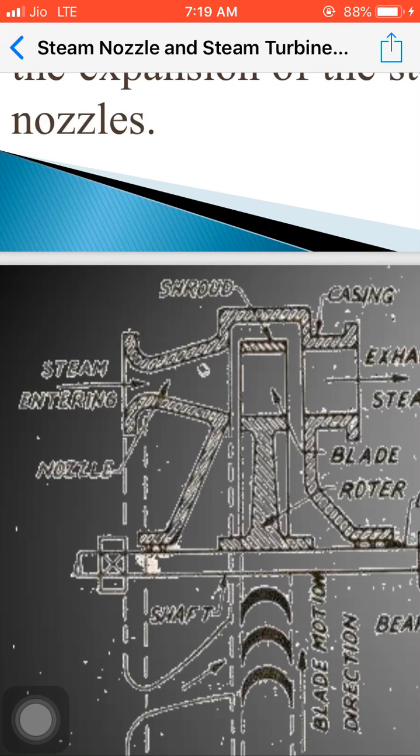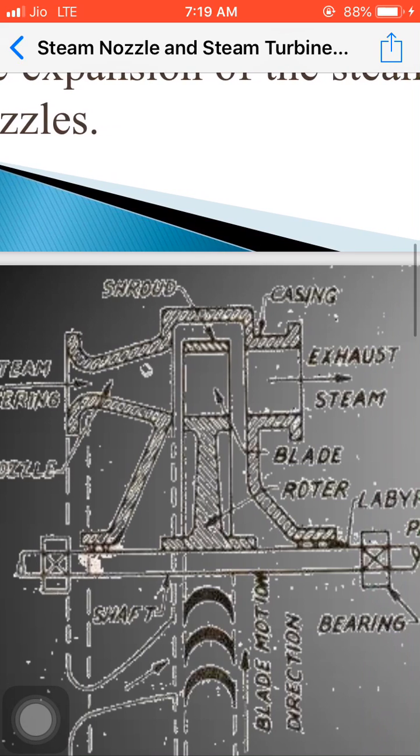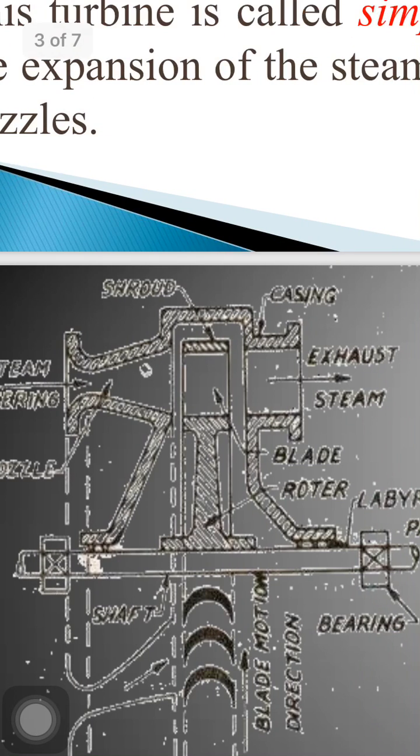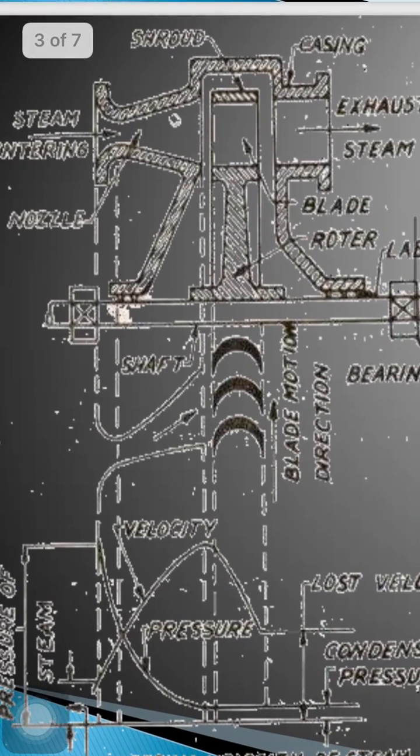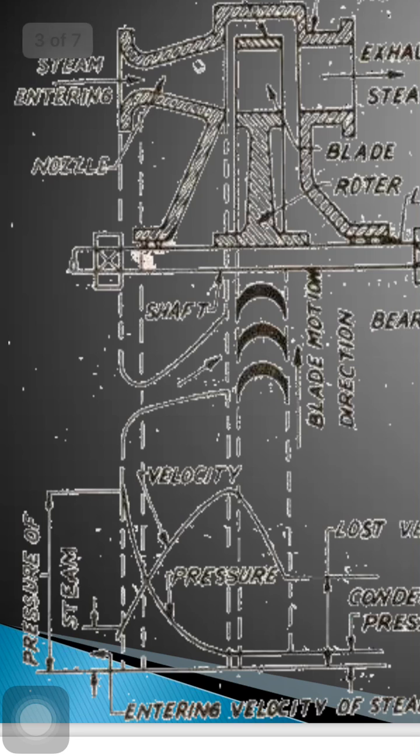which shows how the steam is entering. There it shows the nozzle, the casing of the turbine, and how the steam will exhaust. Also in the diagram we show where the blade is present, where the rotor is, and the bearing and shaft. These are the various components of the impulse turbine.